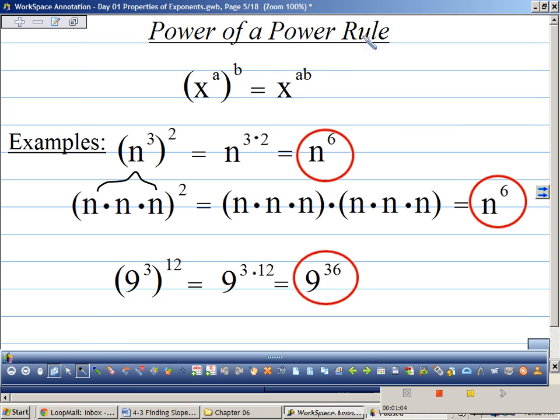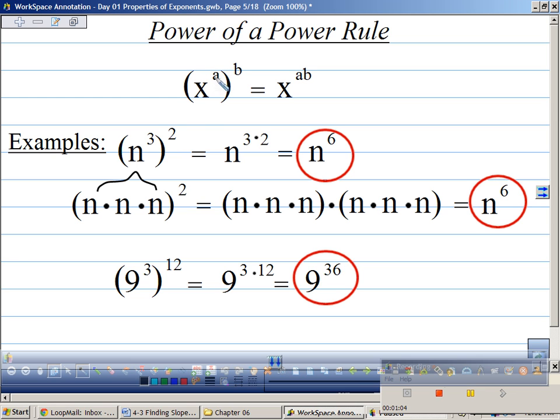Okay, so let's move on. A power of a power rule. This one changes. Now I have x to the a, b times. This quantity inside of here is x to the a, b times. Well, when I say a, b times, I'm really saying a times b. So I'll say it again this way. I've got n cubed 2 times, which means n times n times n, 2 times, which is n cubed 2 times, which is n to the 6th.